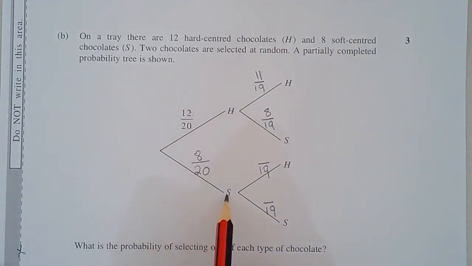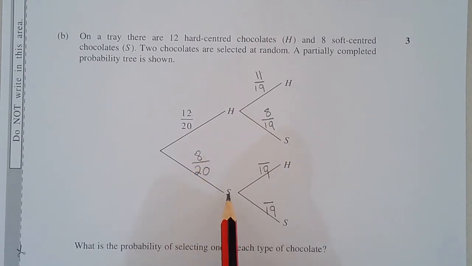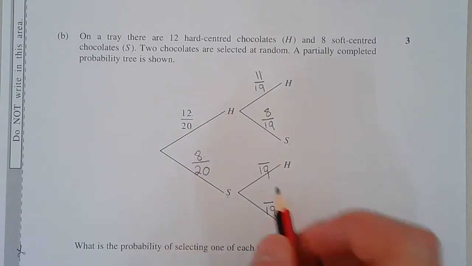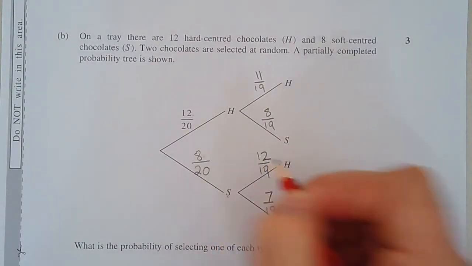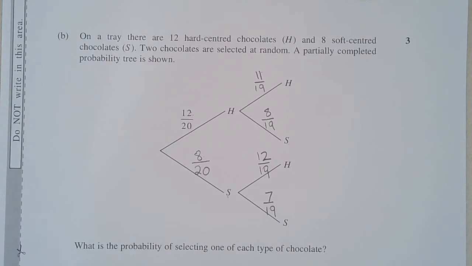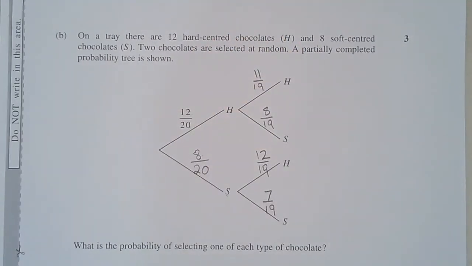Now, likewise, for the first pick, or the first stage being a soft-centered chocolate, we had 8 soft-centered chocolates to begin with. We've chosen one of these, then you've got 7 left. That leaves 12 hard-centered chocolates to choose from. So I think a lot of the work is in just completing the probability tree.